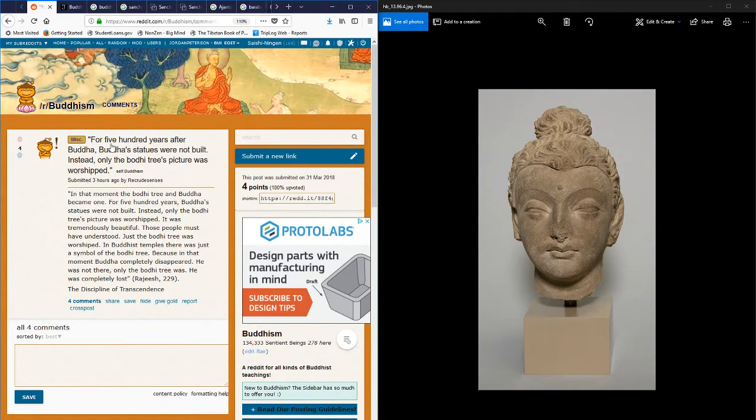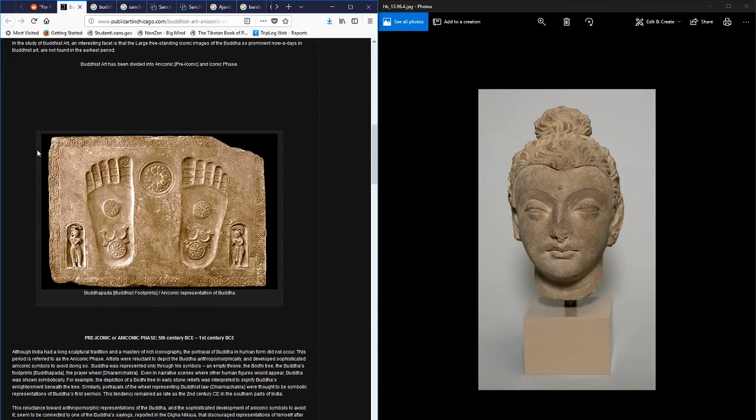So I just wanted to address this post. So it says here, for 500 years after Buddha's statues were not built. Instead, only the Buddha's tree picture was worshipped. Now that statement is actually not true. The Buddha's aniconic depictions range beyond just the Bodhi tree.